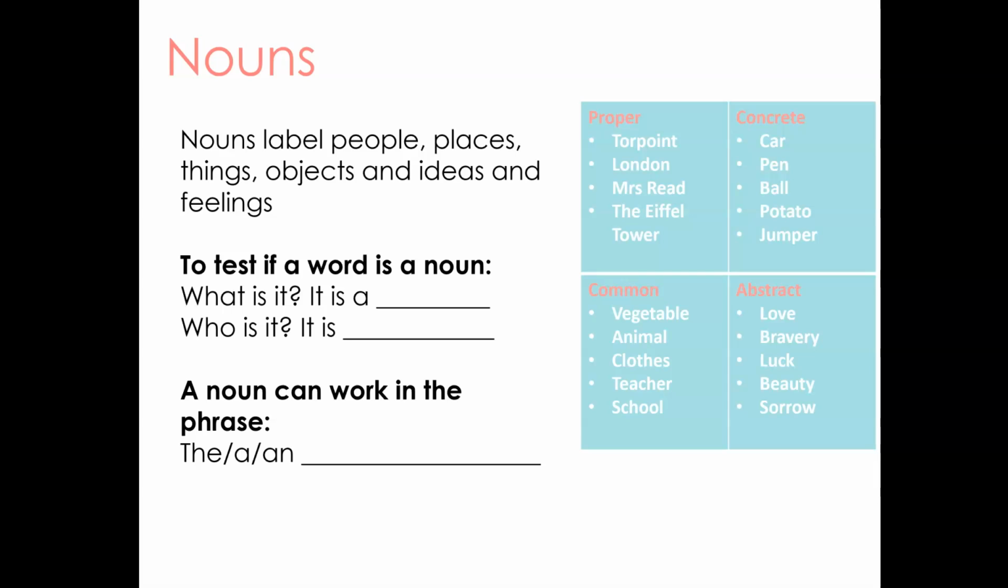Abstract nouns then are different. They are things that we cannot physically touch or see. So abstract nouns might help to convey feelings or bigger concepts like love, bravery, luck, beauty or sorrow. In another recap video where I focus on connotations, I will talk more specifically about the differences between our concrete and abstract nouns and why abstract nouns are really helpful to us in analysing language.